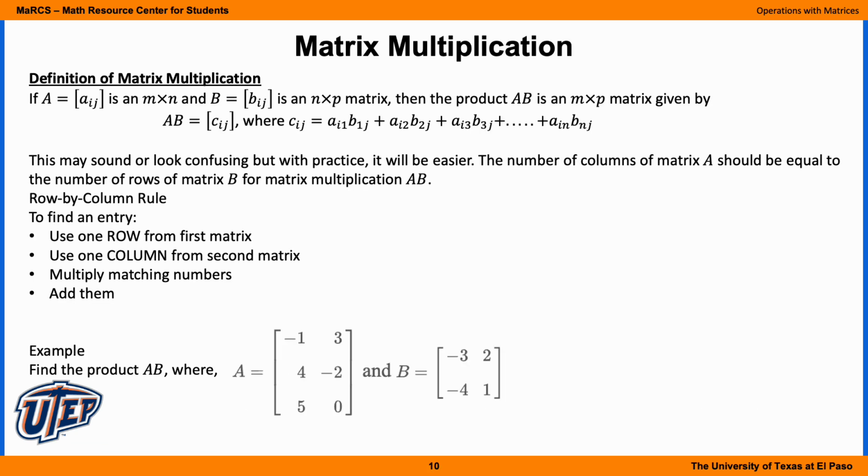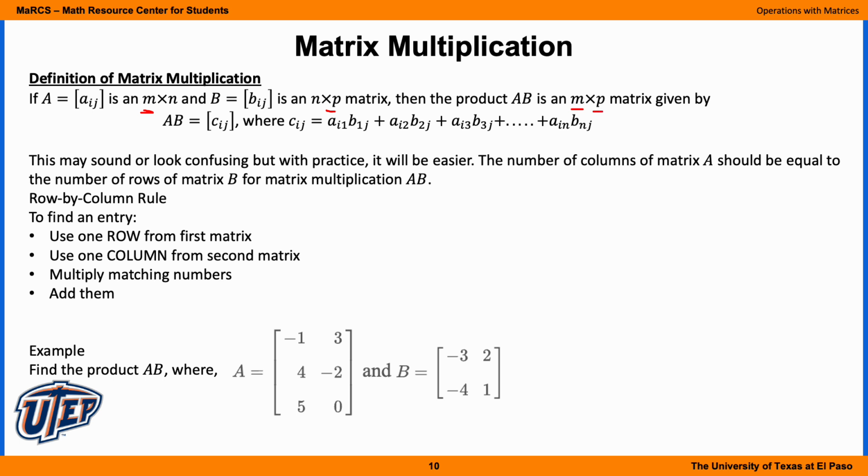So if you're given a matrix A with entries Aij that has dimensions m by n, so m rows and n columns, and the matrix B with entries Bij with dimensions n by p, so n rows and p columns, then the product AB will be an m by p matrix. So it will have the number of rows from A and the number of columns from B.